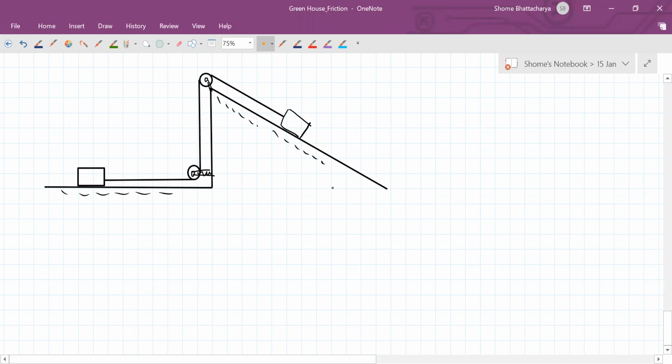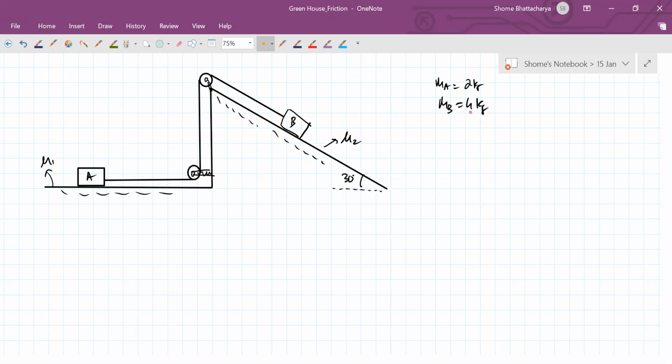Okay, so this angle is given to us as 30 degrees. This block B has a mass of 4 kgs. This block A has a mass of 2 kgs. And here the coefficient of friction is mu1. Here the coefficient of friction is mu2. It is given that acceleration of the blocks is 0.5 meters per second square, and the tension in the string is 16 newtons.